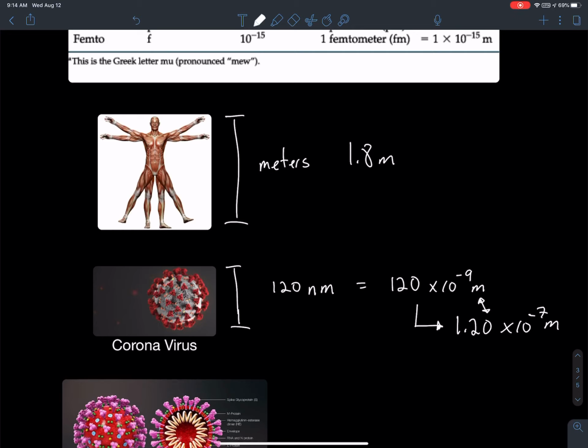This is applying your math skills that you've practiced since grade 8 or grade 9 when you've been exploring scientific notation. Try to understand why 120 times 10 to the minus 9 meters is equal to 1.20 times 10 to the minus 7 meters. Did I do that correctly? Okay, and see if you can do that for yourself. It's a good checkpoint, okay?